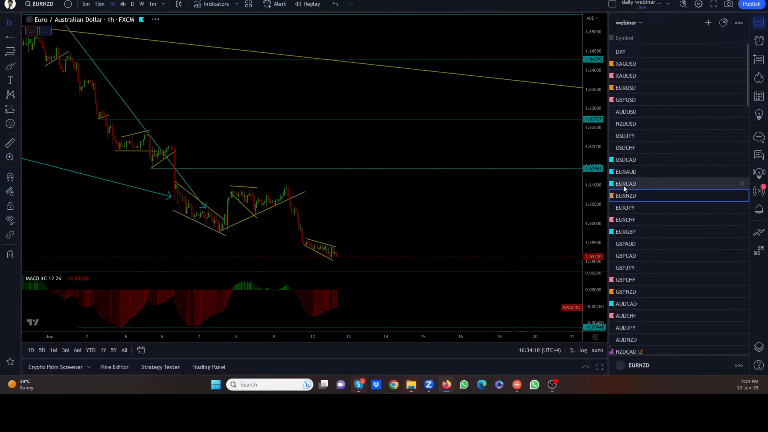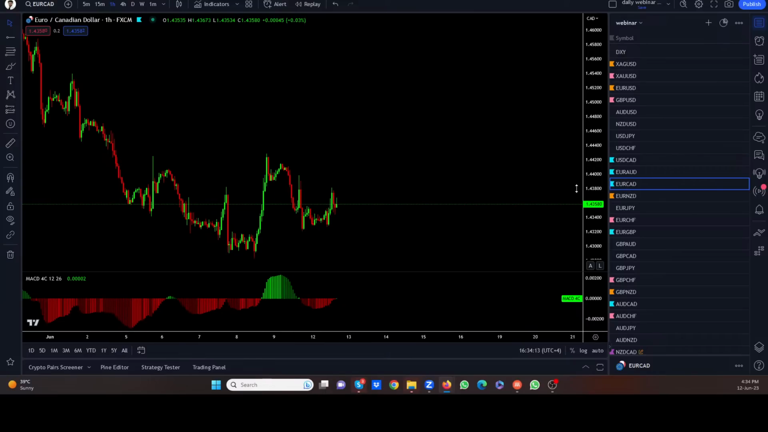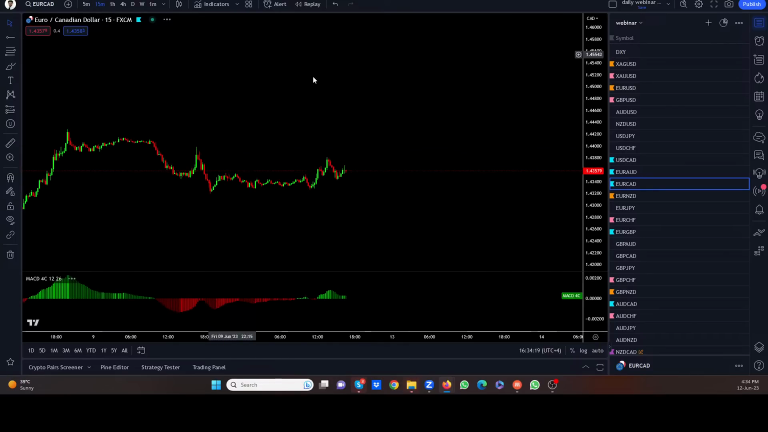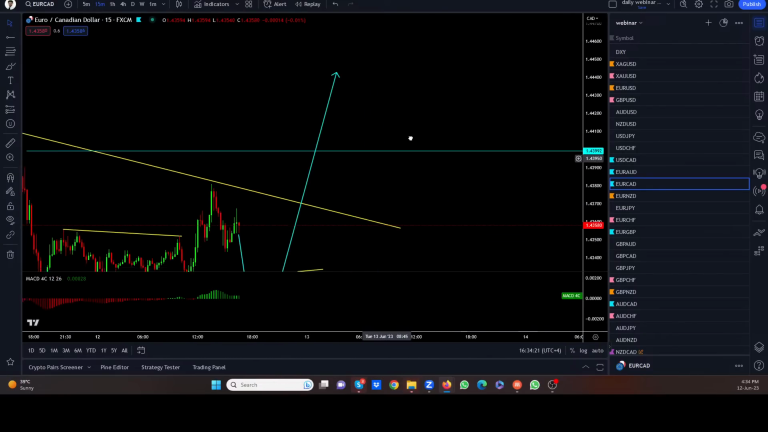Euro CAD, something, the same thing. So Euro CAD might give you a sell now. I don't want to sell. You guys can take it. Here's an aggressive trade, very aggressive trade if you want. I mean super aggressive trade.